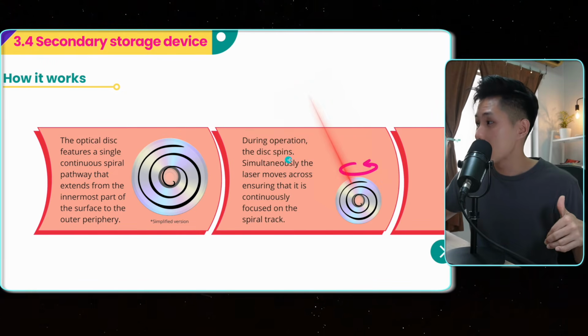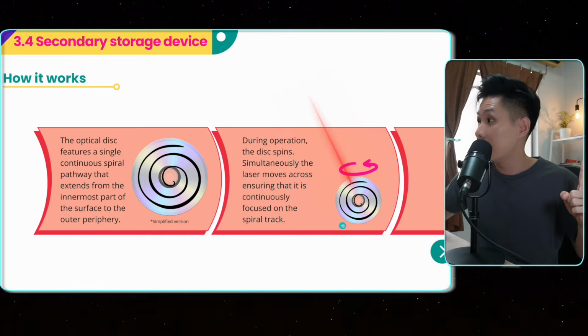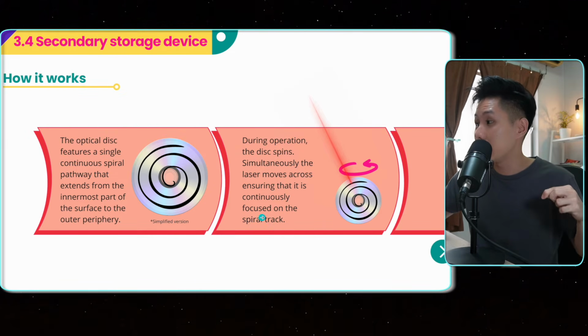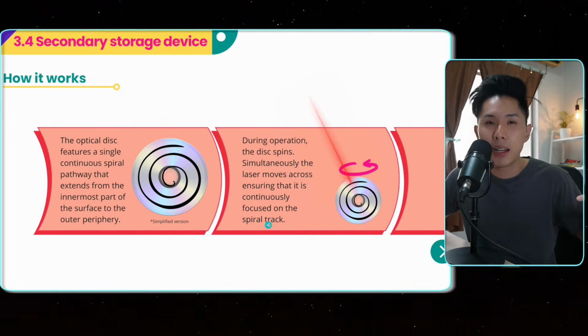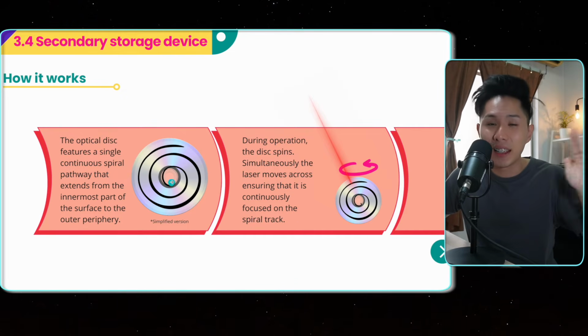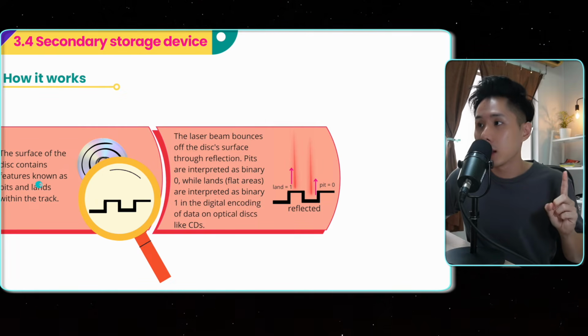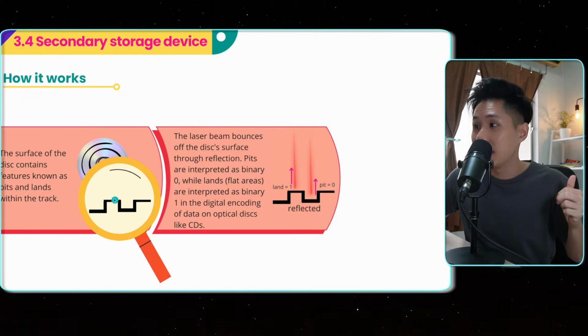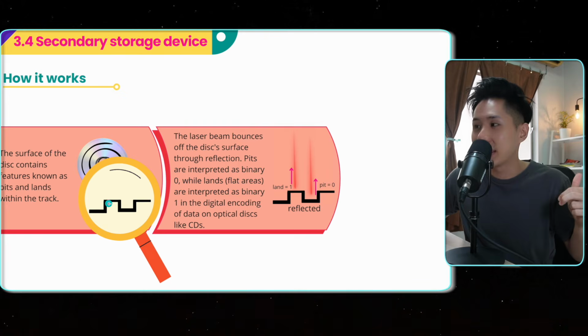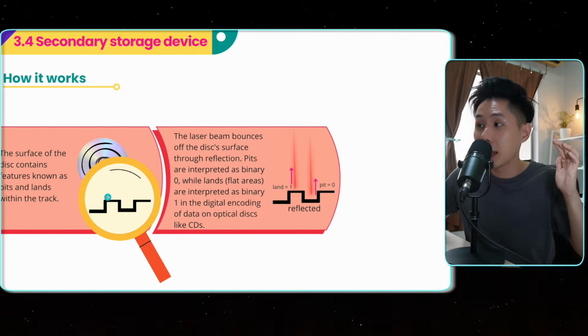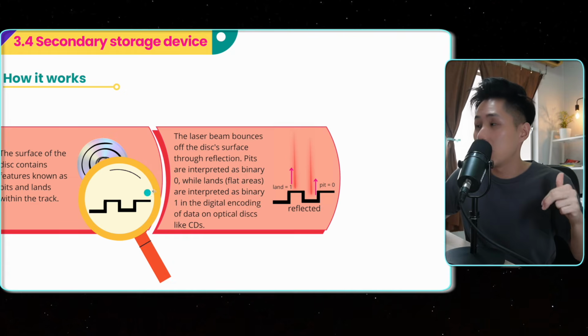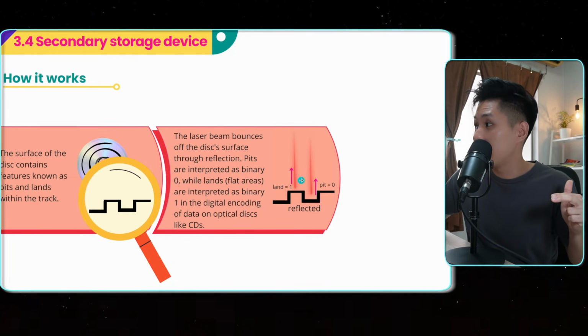During operation, the disk will spin. Simultaneously, the laser moves across, ensuring that it is continuously focused on the spiral track. But at this point, you might ask, how can a laser and a disk like that encode 0 and 1? And this is when the magic comes in. The surface of the disk contains features such as pits and lands. And what happens here is that the pits and lands become a mechanism for the data to be encoded into the disk. So imagine that you emit a laser here. Pits are interpreted as binary 0, and lands here are interpreted as binary 1 in the digital encoding.